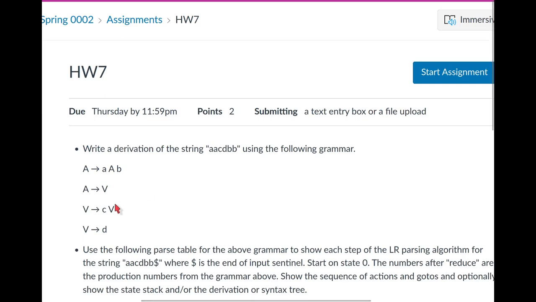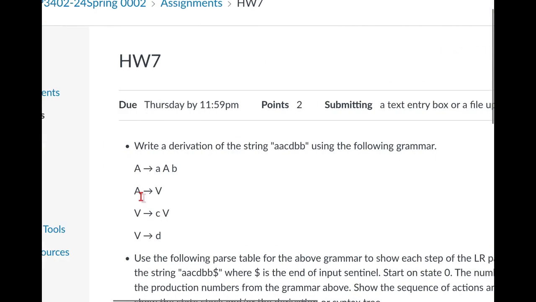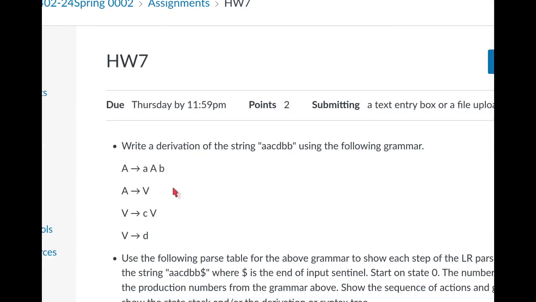So first, here's our grammar, and as an example, I'll use CCD, I think was the in-class example I was going to use. So convince yourself that CCD matches. A is the starting symbol. There are two possibilities, A, capital A, B, or V. And so the starting symbol can just reduce to V. V can start with C and be followed by another V, whereas V can be D by itself.